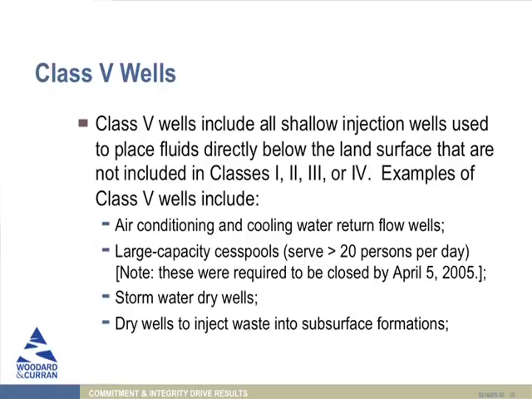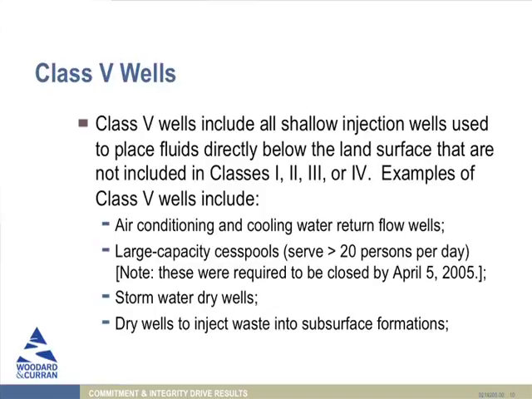Now class 5 wells. This is where we might have something. Class 5 wells include all shallow injection wells used to place fluids directly below the surface that are not class 1, 2, 3, or 4. So what does that mean? What are some examples? And this will help put it in perspective for you. Some examples of types of class 5 injection wells are air conditioning and cooling tower return flow wells, large capacity cesspools that serve greater than 20 people a day, although if you have one of these, it should have been closed a few years ago.